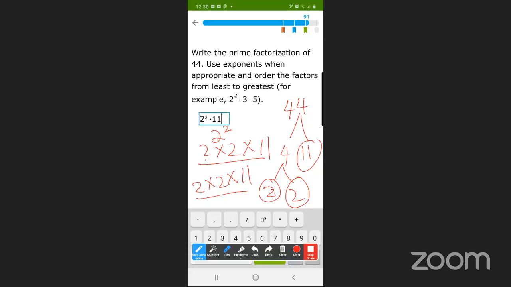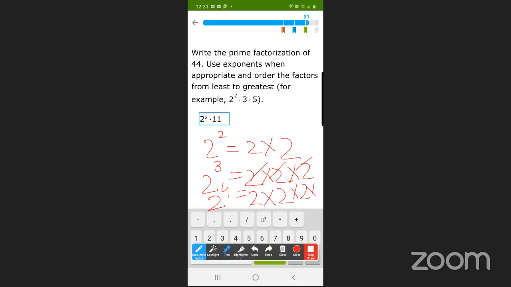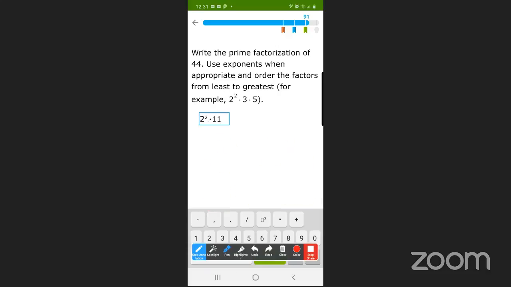This raised to the power means 2 times 2. If it's 3, it means 2 times 2 times 2. If it's 2 raised to the power 2, it means 2 times 2. If it's 2 raised to the power 3, it means 2 times 2 times 2, 3 times. 2 raised to the power 4, what does it mean, Alina? Can you tell me? Basically, you're multiplying 2 4 times. Yes. You multiply it 4 times, okay? Just a revision. So here we have 2 raised to the power 2, which is 2 times 2, times 11.